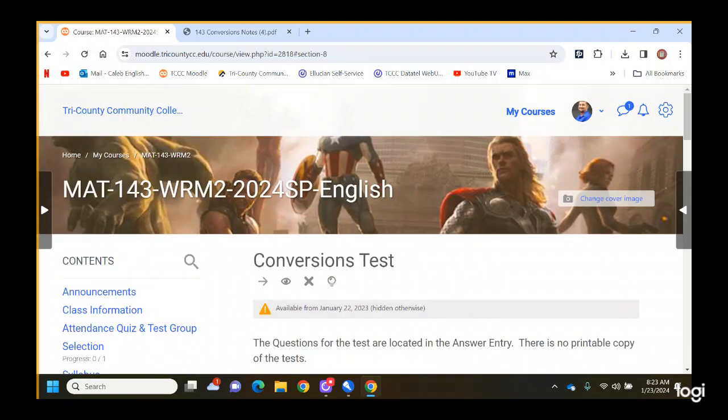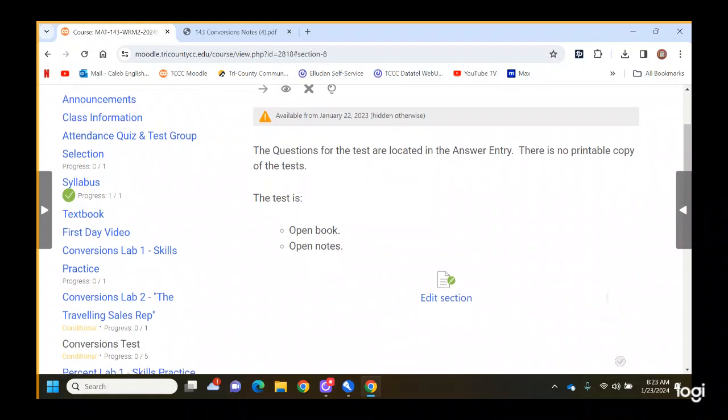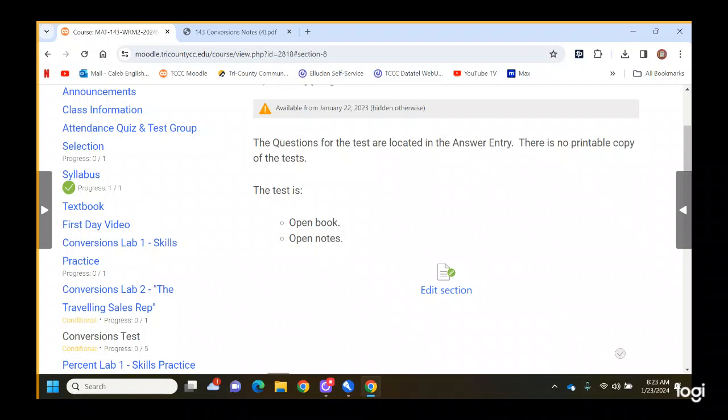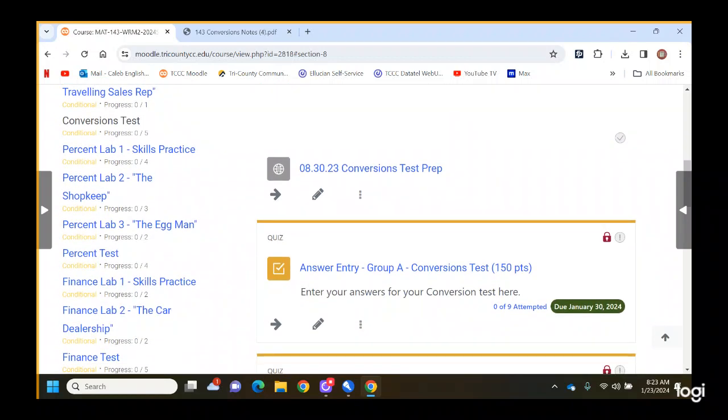Okay, so there is not a printable copy of the test questions for safety reasons. When I was first building this class, I was very naive, and I had it all uploaded. I was like, yeah, there we go, paper copy of the test. I was like, oh, no. I know exactly what they're going to do with that. So I took that out, and so to find the questions, you just open your test.